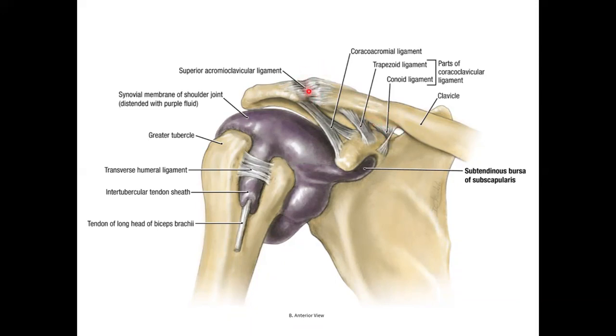Was it just the acromioclavicular ligament, or did they also rip their coracoacromial, and did they also rip their coracoclavicular? And the degree of damage is going to depend on how many ligaments they actually ended up ripping. It's not as bad when you just have one versus all three of them.